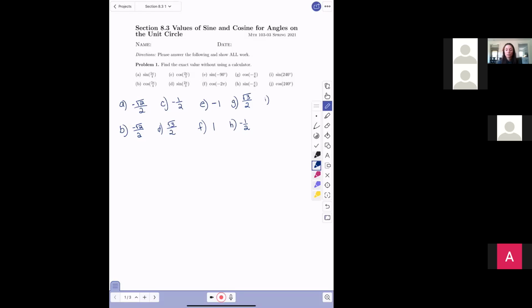Okay, sine of 240 degrees, 240 degrees instead of radians, sorry. Negative radical 3 over 2. Yep, negative radical 3 over 2. Any questions on that one? Okay, problem J, cosine of 240 degrees. Negative 1/2. Good. Does anyone have questions on anything?